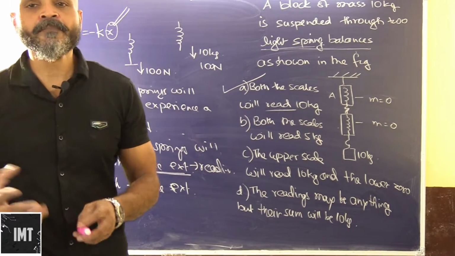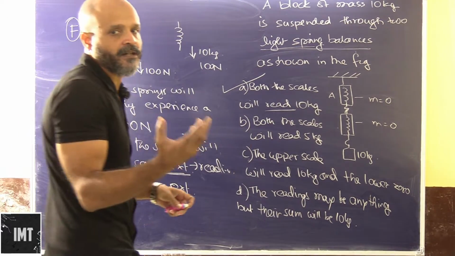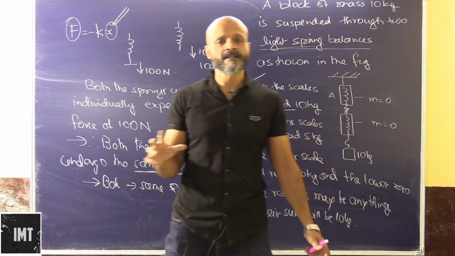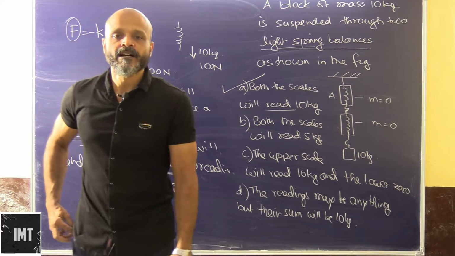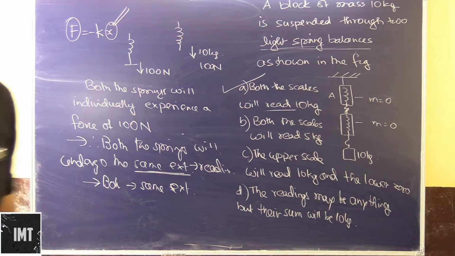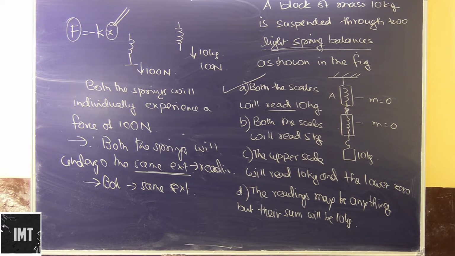Okay, so spring balances we all know are used to measure basically weights and masses. So both the springs will read a mass of 10 kg. I hope this is clear. You can take a snapshot of the same.